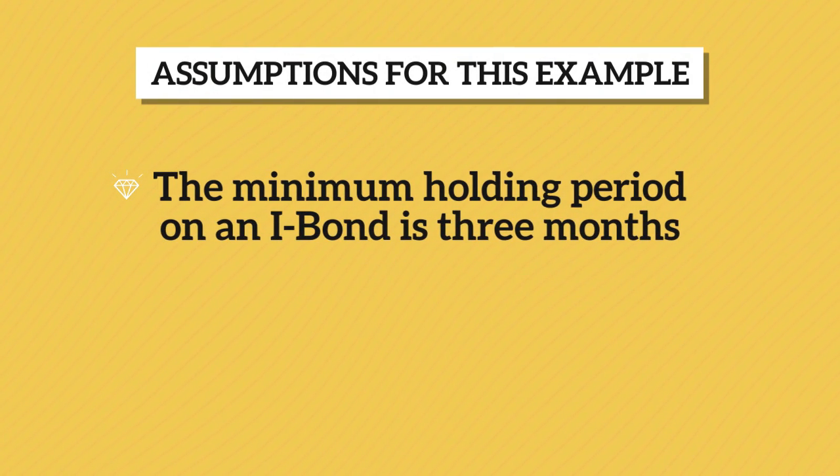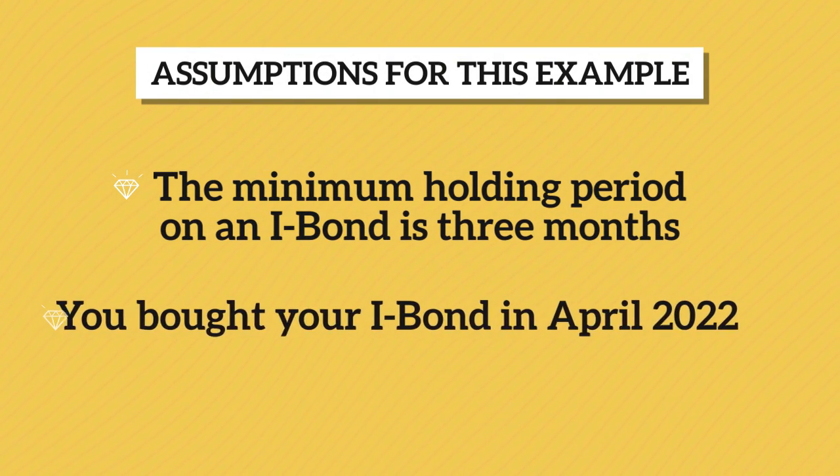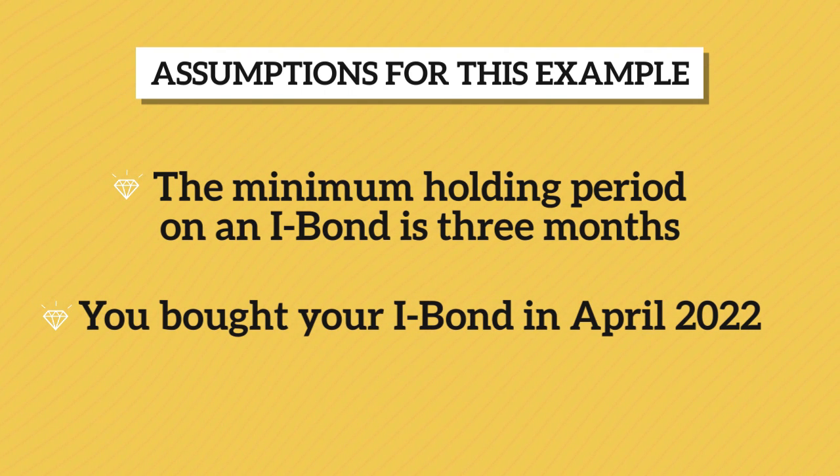And yes, I do know that it makes no sense to have a 3-month minimum holding period, given that the early redemption penalty in the first 5 years is the last 3 months' interest. But work with me here. This hypothetical situation will make everything much easier to understand. So, say that the minimum holding period on an I-bond is 3 months and that you bought your I-bond in April 2022, just because I know many of you did.